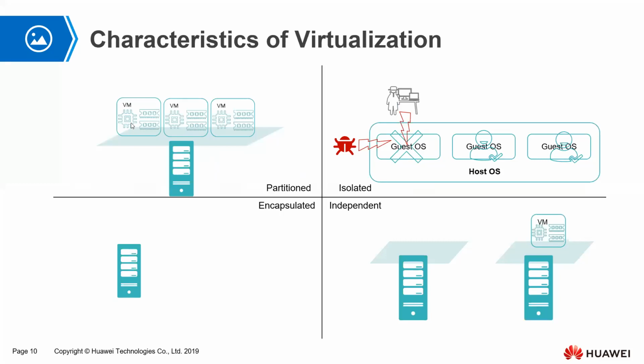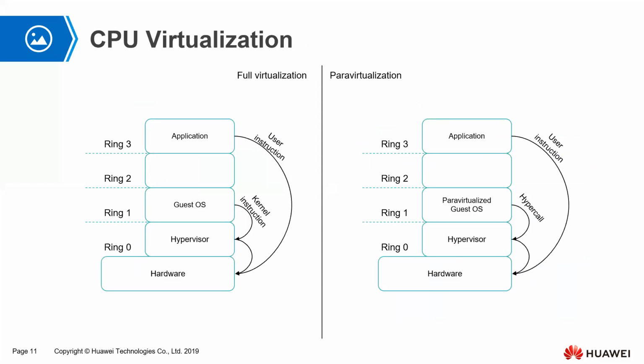So we also looked at the characteristics of virtualization, and we looked at partition, we looked at isolated as well, we looked at encapsulated, and also we looked at independent. All these things are available in your notes. Kindly take off some time and read through them, try to understand them in detail.